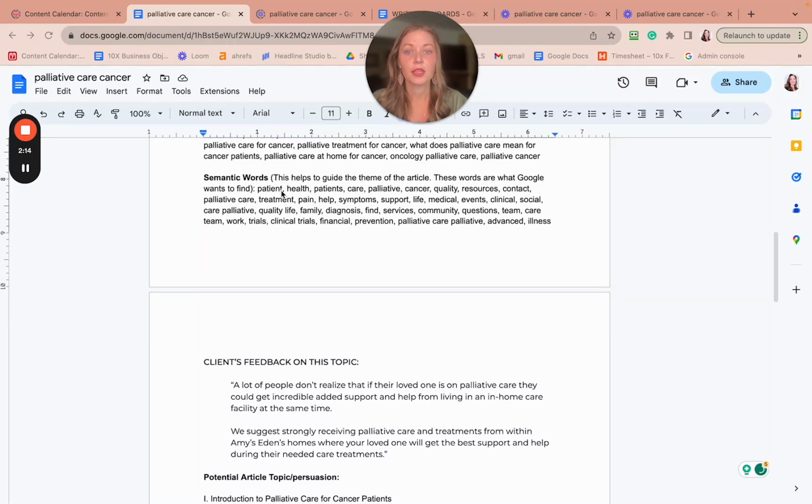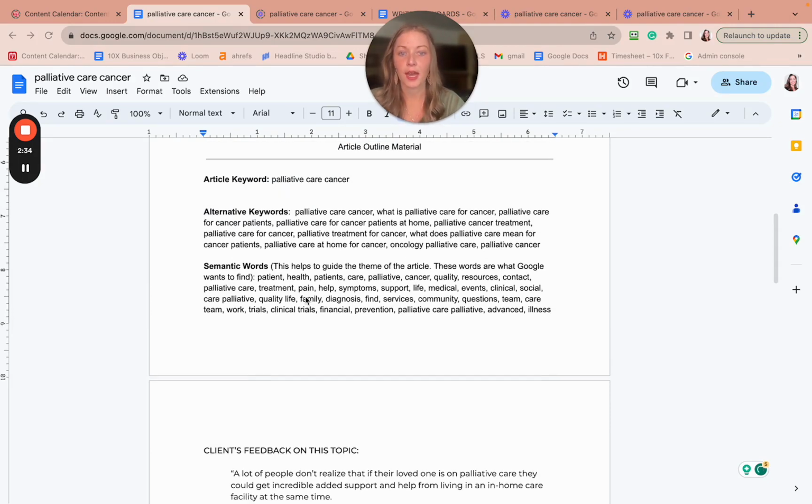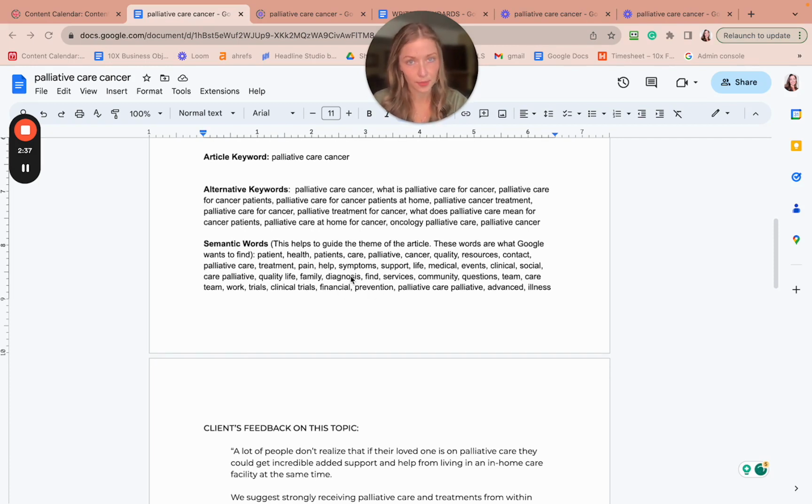Semantic keywords. These are words that Google often finds in the articles that it likes. So basically, to explain semantic keywords really briefly, the articles that are ranking at the top of Google for palliative care cancer have these words in them, and Google knows it. So we also want to have a large quantity of these words in the article to show Google that this article is comprehensive. That's what it does, it shows Google that this is a comprehensive article that is going to explain a lot of the things that people are looking for.